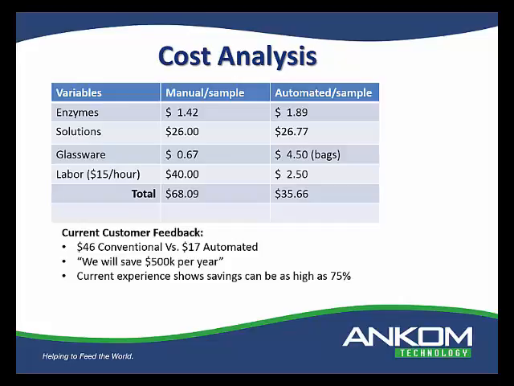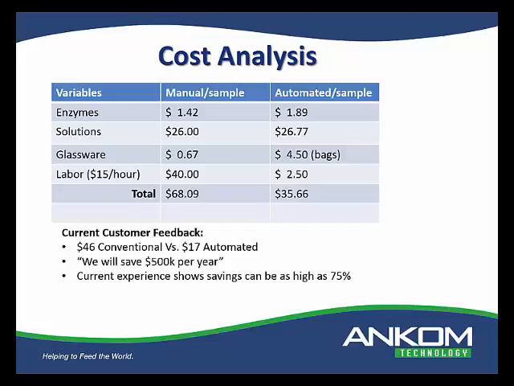So the feedback we get from our current customers over the several years that this unit has been out is anywhere from 50% as high as 75% savings in cost. We had one customer who claims that they can do the conventional for $46, which seems pretty cheap. I don't know what their labor rate was, but they are also saying that they can do the automated system for $17. So that's right around 2/3, maybe 66% savings approximately.